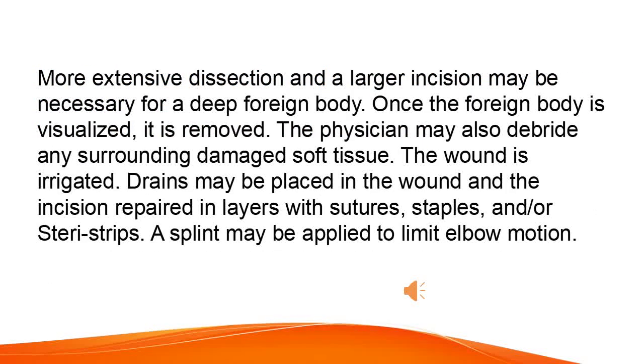More extensive dissection and a larger incision may be necessary for a deep foreign body. Once the foreign body is visualized, it is removed. The physician may also debride any surrounding damaged soft tissue. The wound is irrigated. Drains may be placed in the wound and the incision repaired in layers with sutures, staples, and Steri-Strips. A splint may be applied to limit elbow motion.